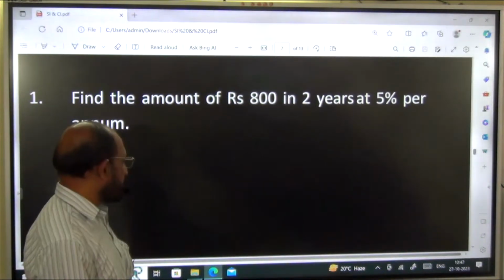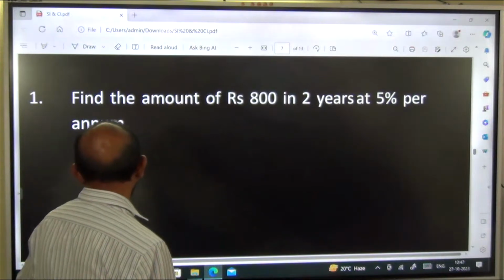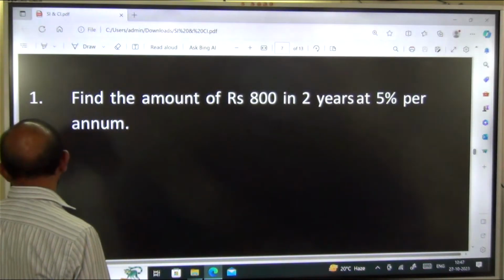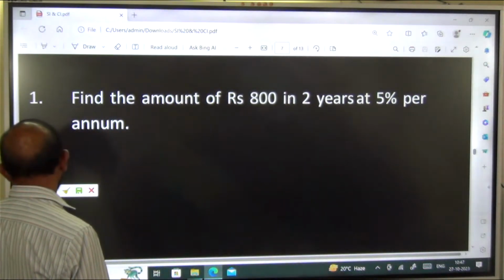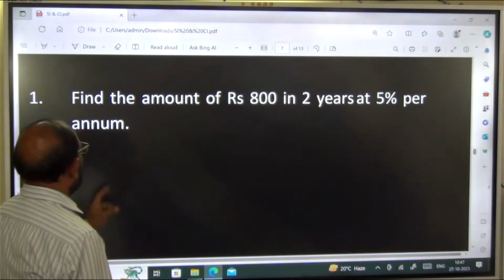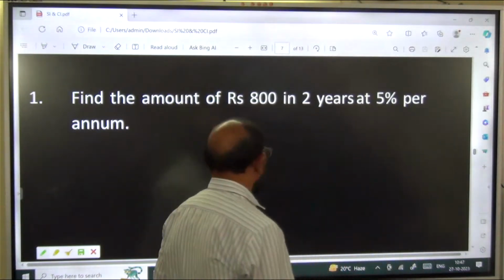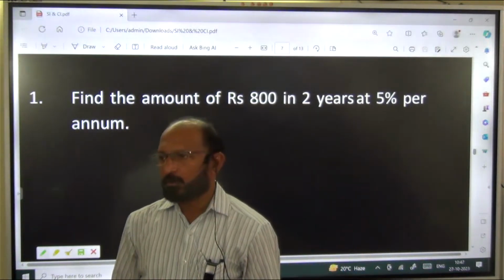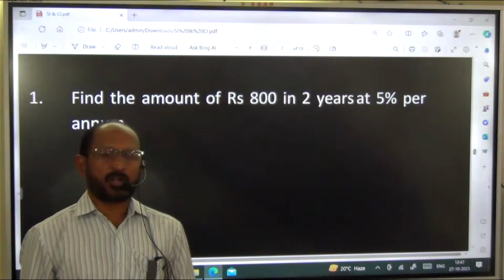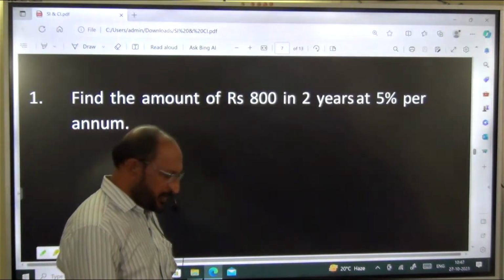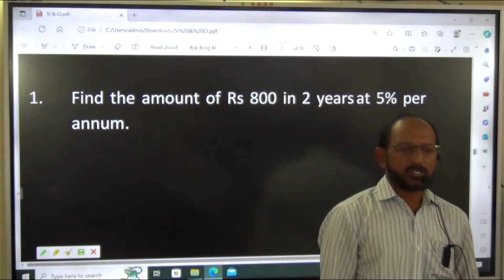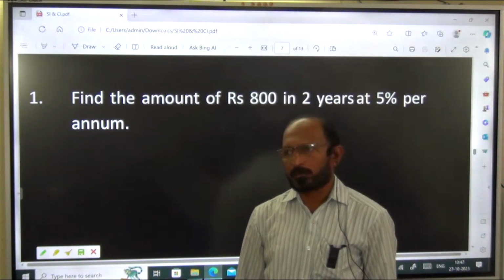Yeah, first problem, you see that. Find the amount of 800 rupees in 2 years at 5% per annum. Find the amount. Both of you find out and tell me. Compound amount: sometimes they will mention compound amount, or compound interest.